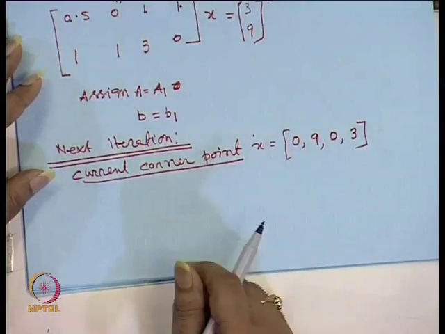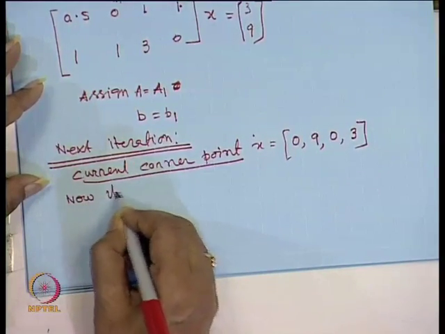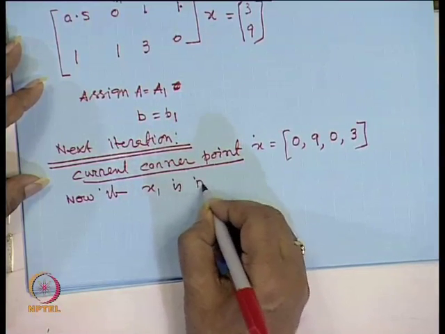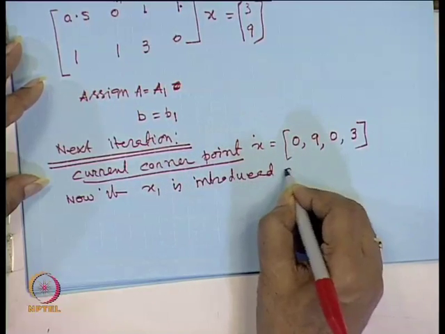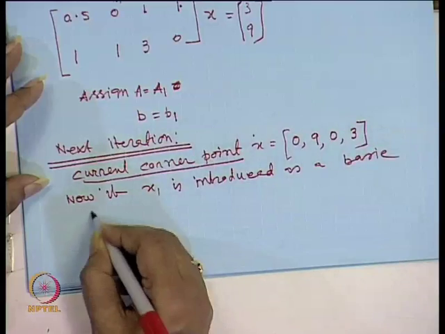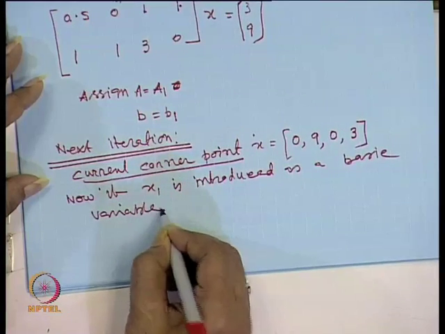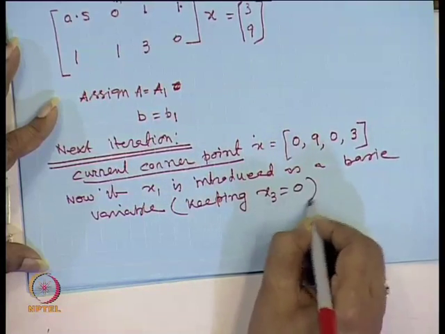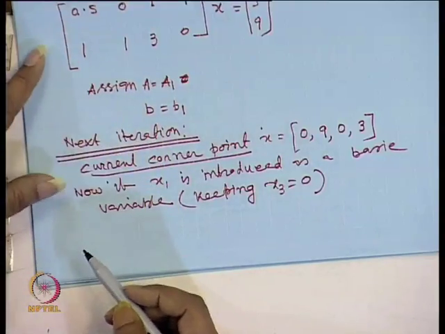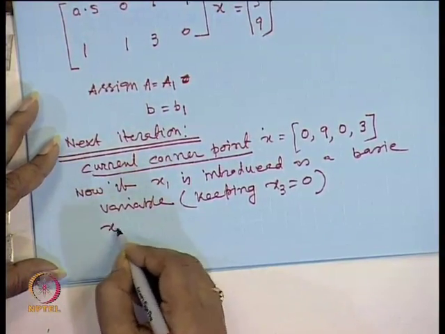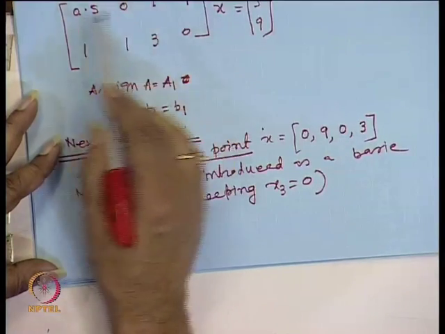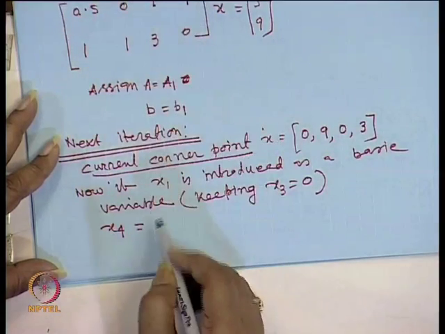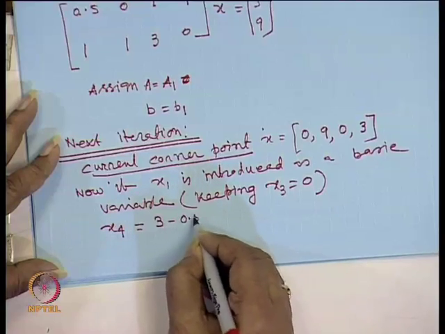Now we will check this. If x1 is introduced as a basic variable, keeping x3 as 0, then from this equation what will we get? This is our A. In this equation you get straight away x4 equal to 3 minus 0.5 x1, because x3 is 0, so those terms are 0.